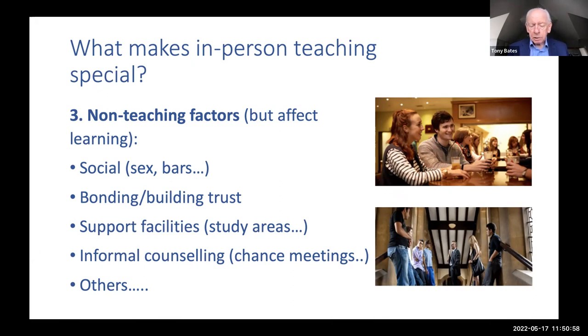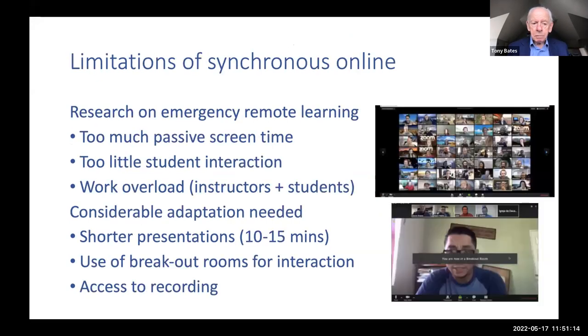Informal counseling, chance meetings with instructors, that's all really important for on-campus teaching. But for some students, they will give up that for the convenience of online learning, because that's more important to them for their lifestyle. So, again, it depends on the student.